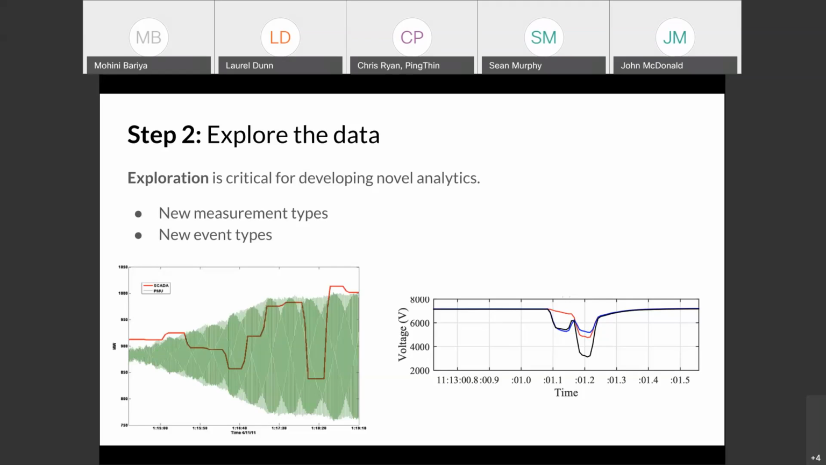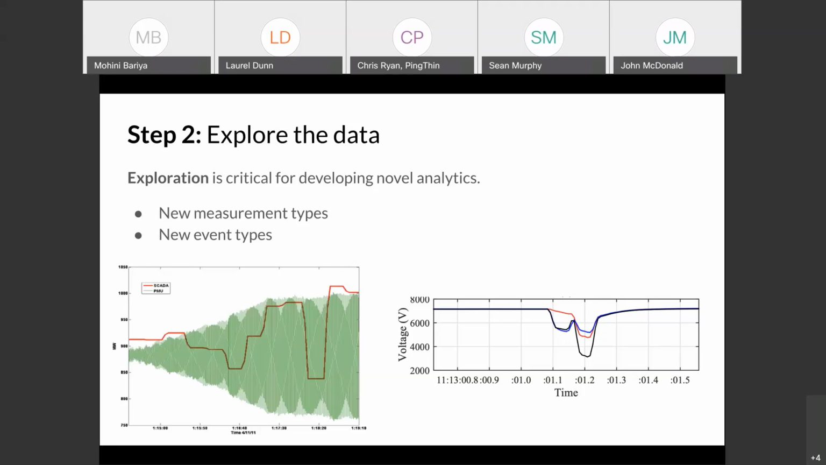The first is that we may be working with novel measurement types, which we're not very familiar with. So in the bottom left, we can see that novel measurements really make a difference in what an event looks like. So we see the same event in SCADA data, which is lower resolution, and then in high resolution PMU data. And we see that the event really looks different in these 2 data types.